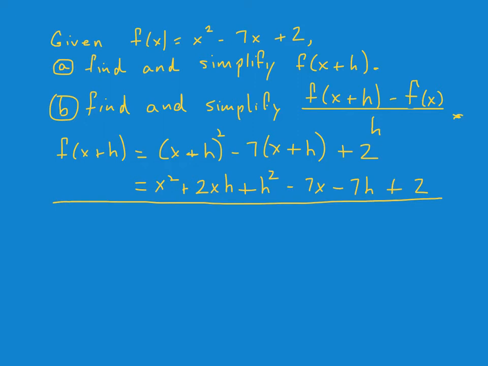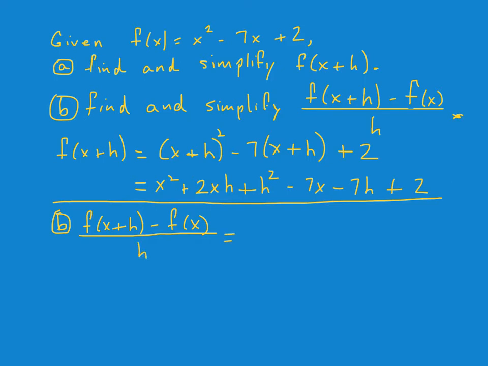Now part B, the difference quotient, f of x plus h minus f of x, all divided by, sorry about that. So the rest of the difference quotient, of course, we divide by h.